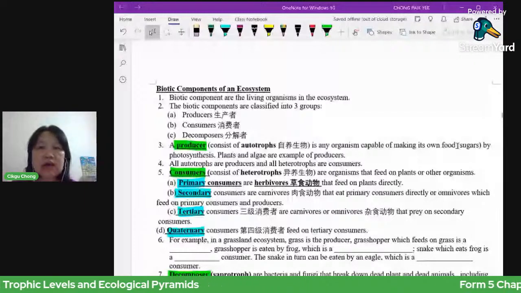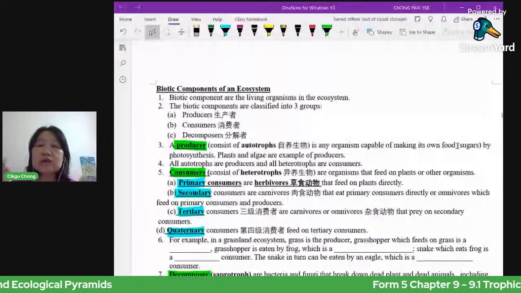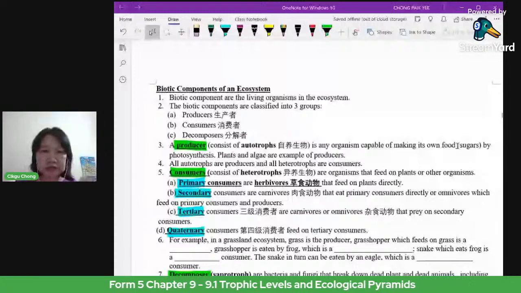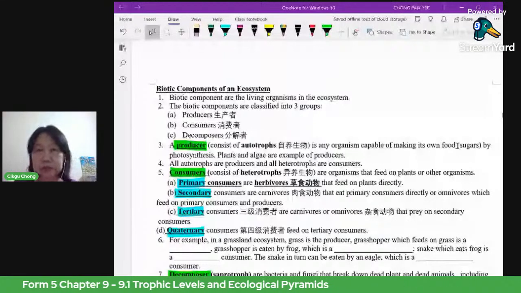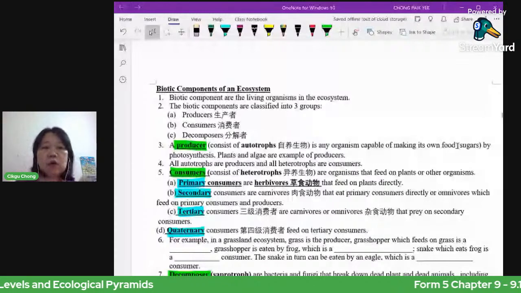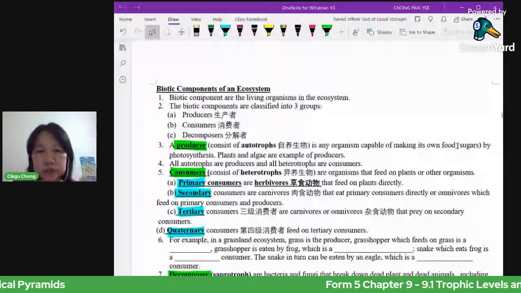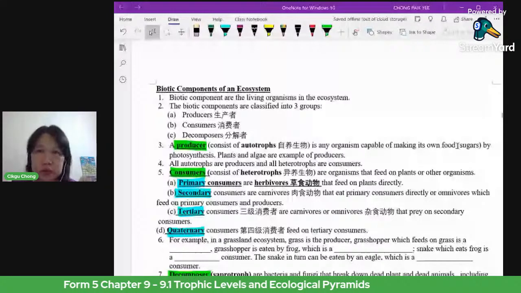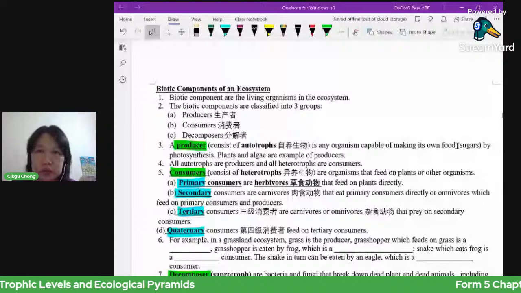Now, consumers, you have many different levels of consumer. Okay, you learned that in primary school. So you have primary consumer, secondary consumer, tertiary consumer, and quaternary consumer. Okay, so what is a primary consumer? It is the first level consumer, and they all happen to be herbivores. These are the consumers who eat green plants. So the first level of consumer.